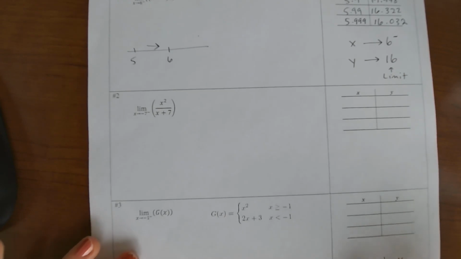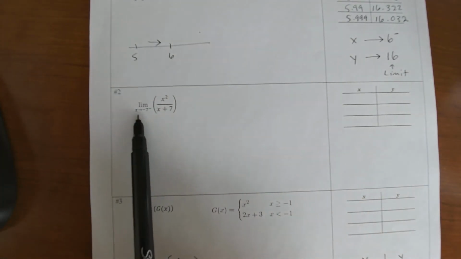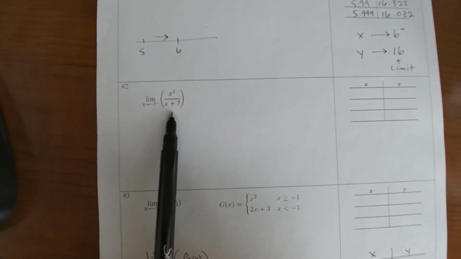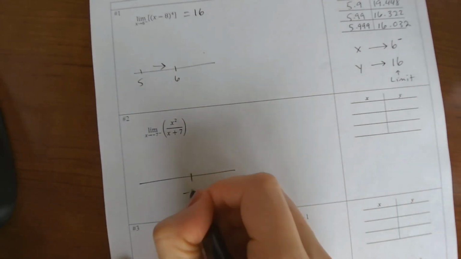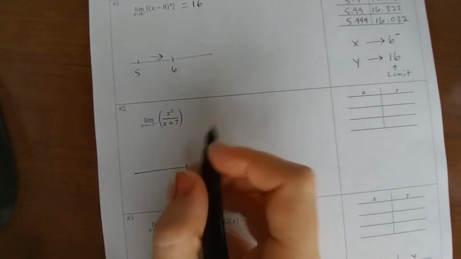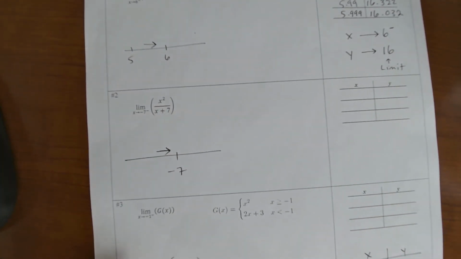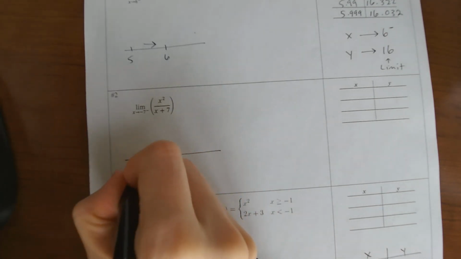Okay, let's do this one. So now this is the limit as x approaches negative 7 from the left of this function here. So let's figure out what type of values to use. So here's negative 7. We want to use values very close to negative 7, but to the left of it. So negative 7, this would be negative 8 here.